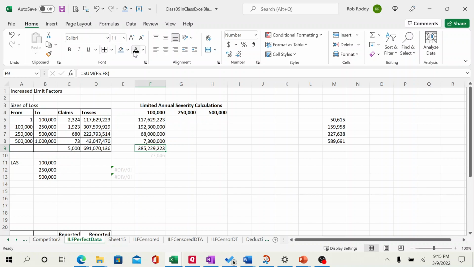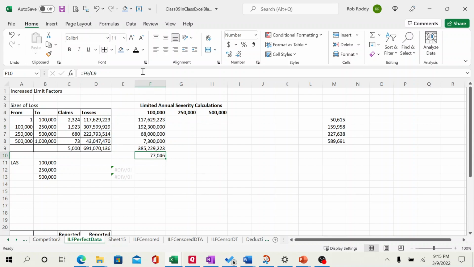You add them up, $385 million in losses. So your limited annual severity means you limit all your losses to $100,000. You would have $385 million worth of losses out of your total of $691 million. If you're drawing a schematic, you would take off this whole layer of losses here.